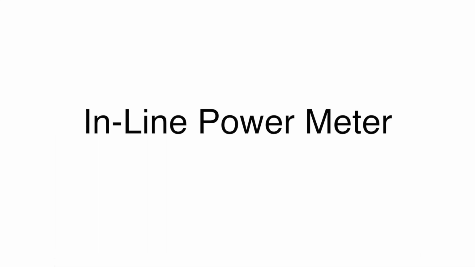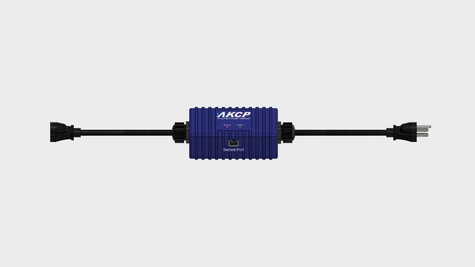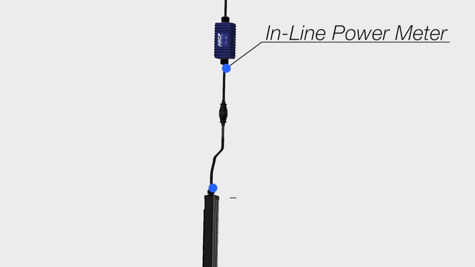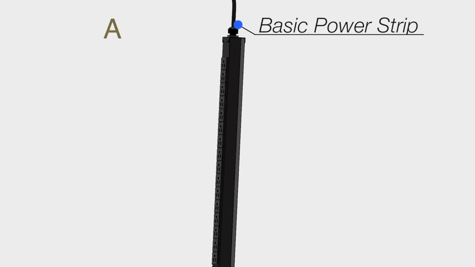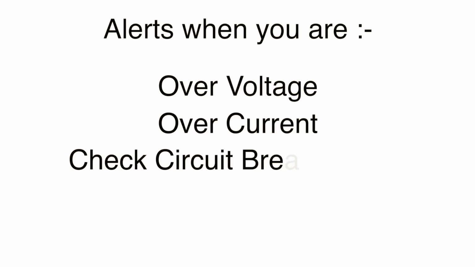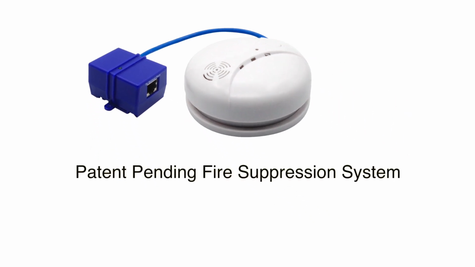Inline power meters. Monitor power consumed by the IT load in your cabinet. Upgrade any basic power strip to an intelligent metered PDU. An optional latched relay gives power switching, and alerts can be sent if over voltage or over current, and you can check how close you are to tripping your circuit breakers. With the optional relay and the addition of a smoke detector, it gives you access to the AKCP in-cabinet patent-pending fire suppression system.